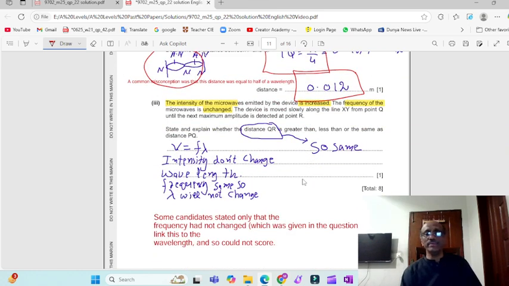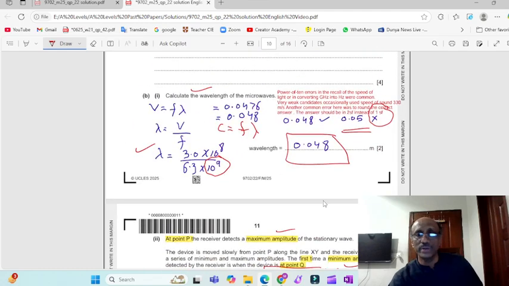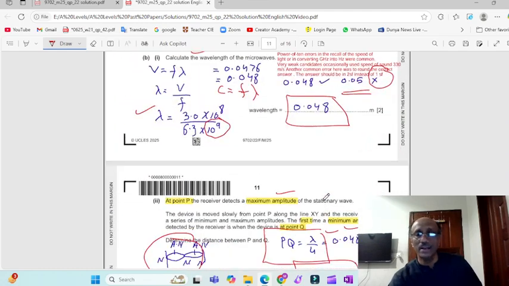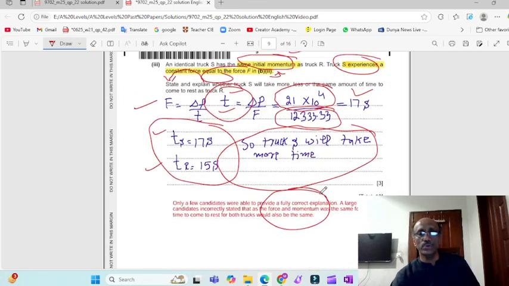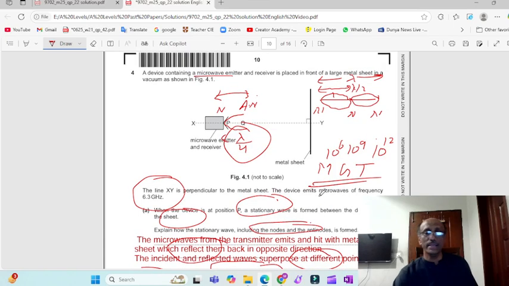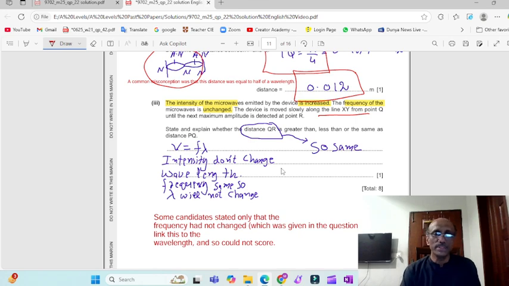Okay, the intensity of the microwave emitted by the device is increased. The frequency of the microwave is unchanged. So the frequency will remain the same, while the intensity will be increased as given. The device is moved slowly along the line from point Q until the next maximum is detected at point R. So from point Q, where is the diagram? This represents some other point at which another maximum will be detected. Now what is asked? State and explain whether the distance QR is greater than, less than, or the same as the distance PQ.